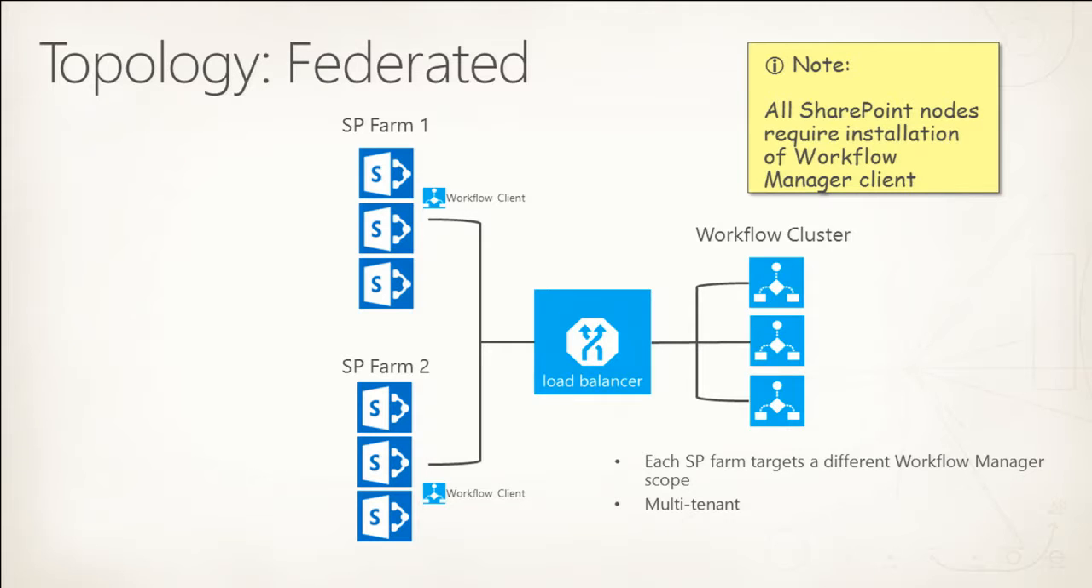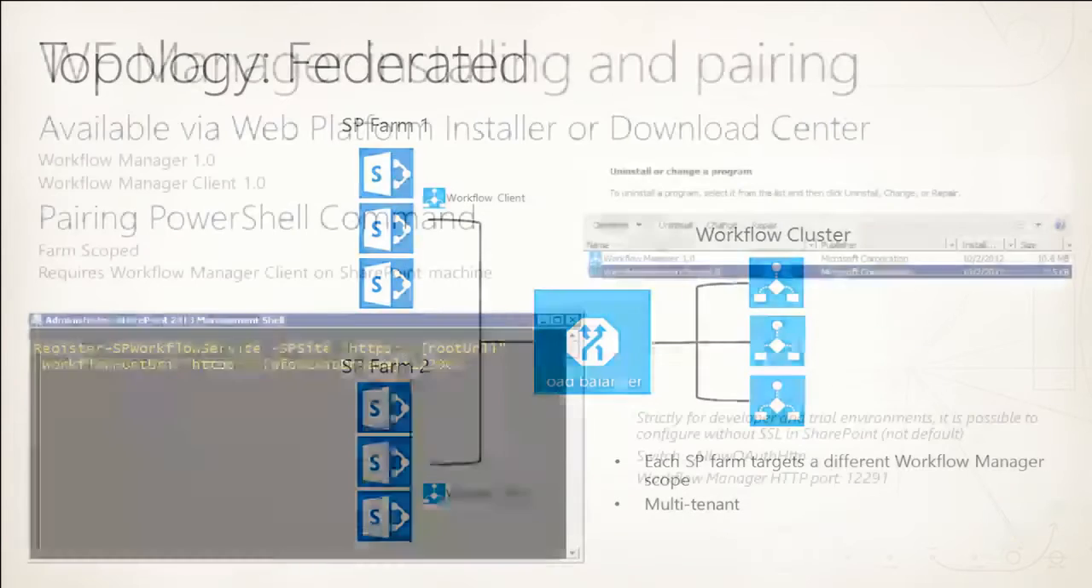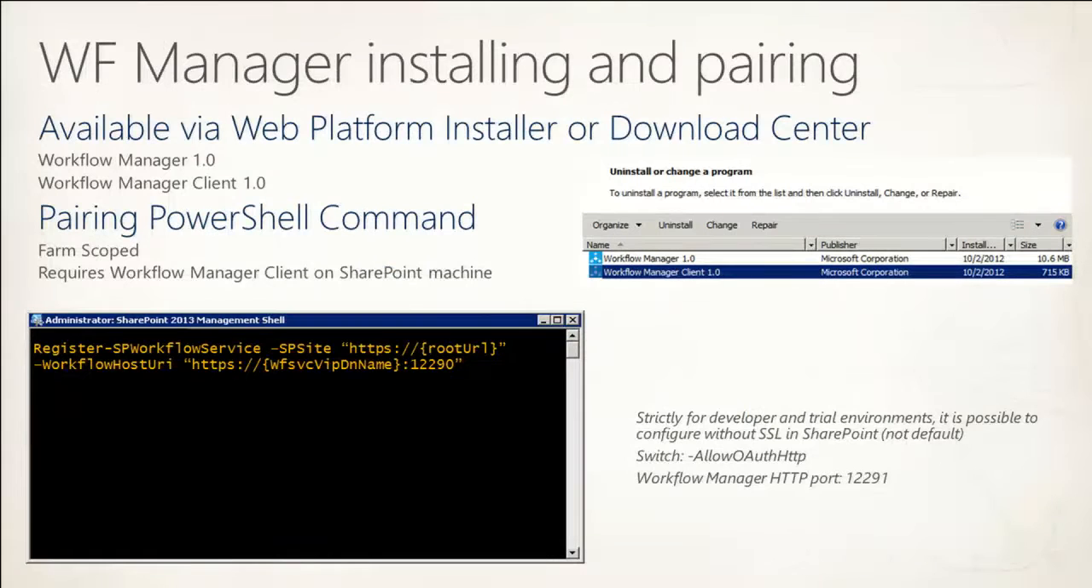So one point to note is that when you deploy in this model, we still require the workflow client to be installed in the SharePoint nodes, and it has to be on all the nodes on the machine. And it's that workflow client that's just required for communication. So how do you install this?